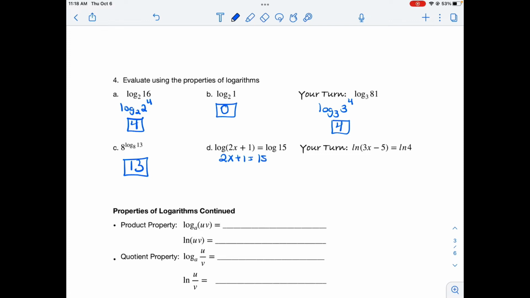Now for this d, we're going to use the one-to-one property and set what's inside the logarithm equal to each other and just solve the equation for x. And I get x is equal to 7. So you try the last one.